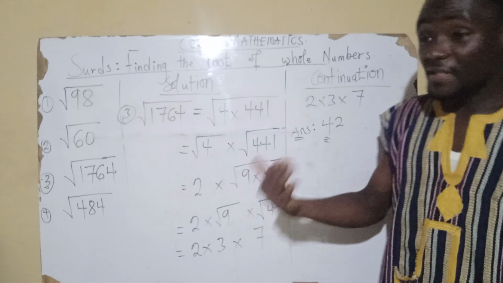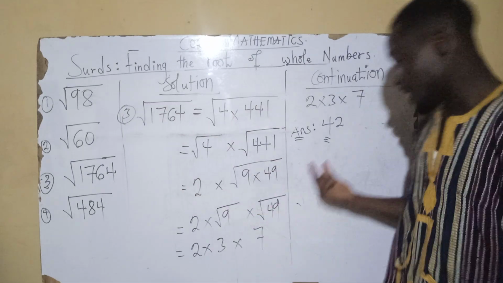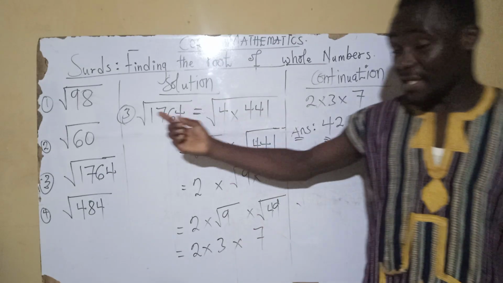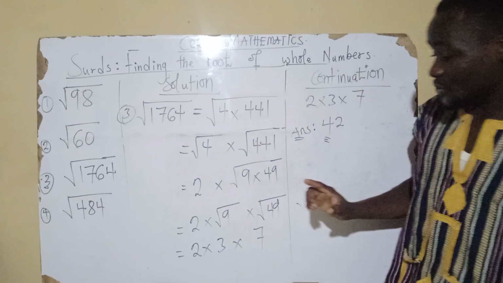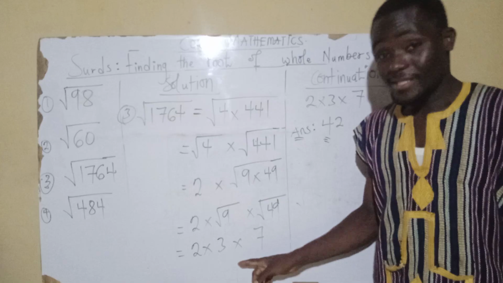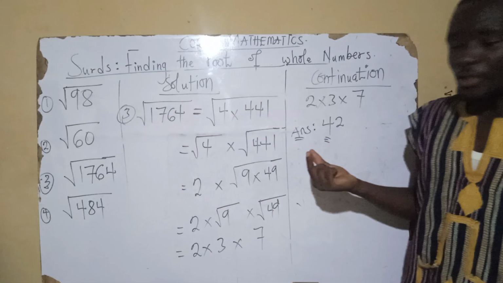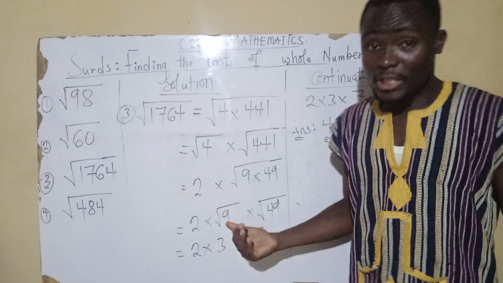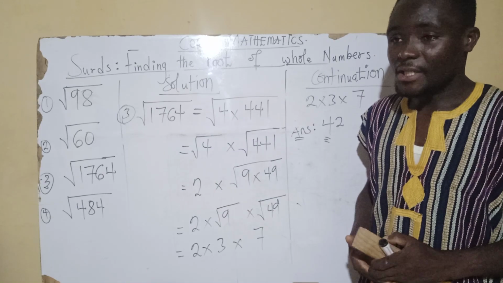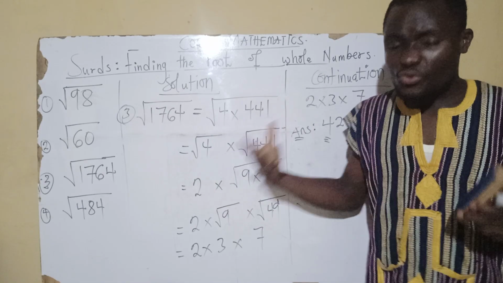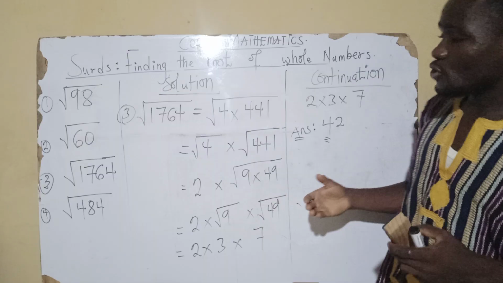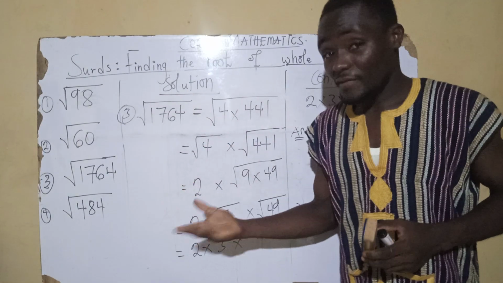42. Please have it in mind, it is not always that you get a whole number. Remember the number one that we solved, we had 7 root what? 2. If you could remember the answer that we had, 7 root 2. This one we are getting 42. So it is not anything difficult. You have to always make sure that you open your mind a little bit and know how to use the perfect squares to work along with any of the numbers.